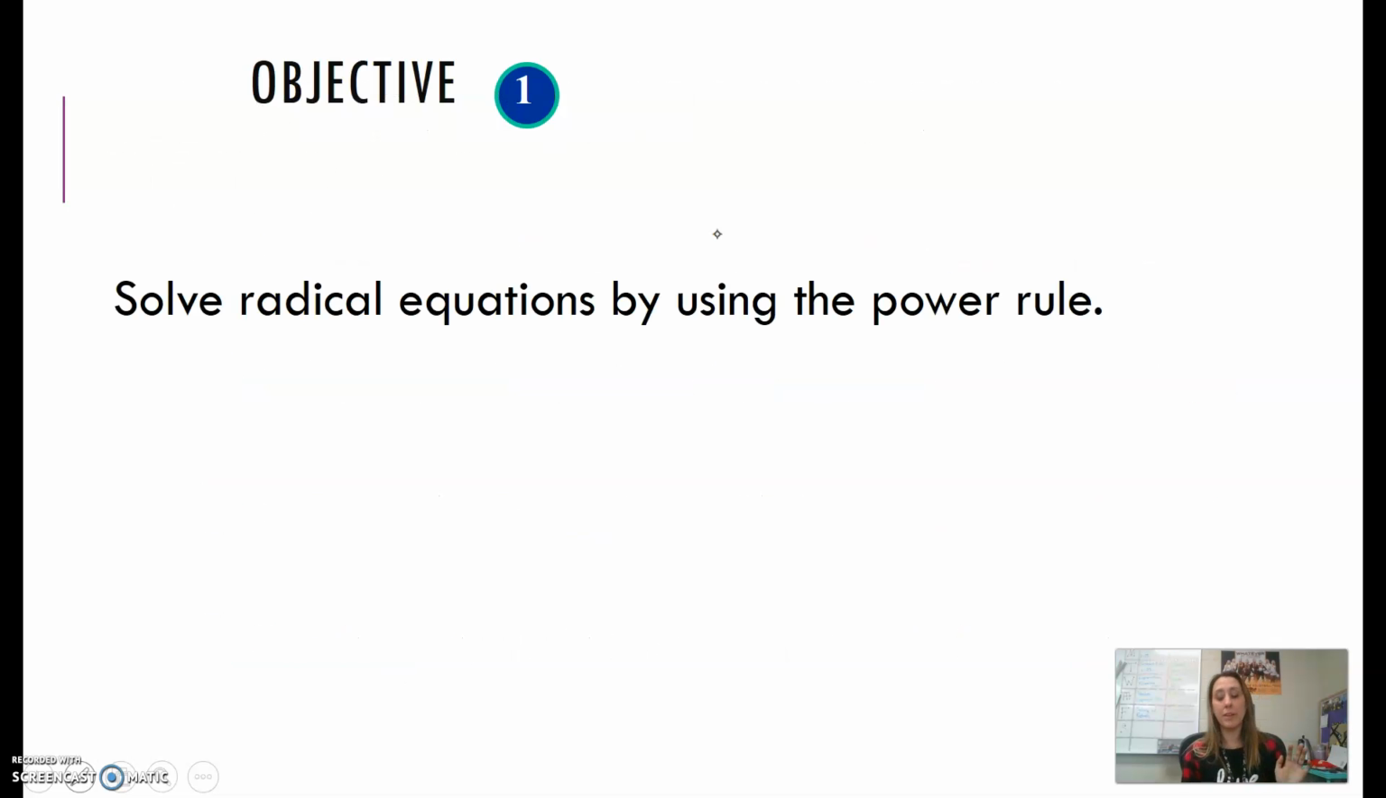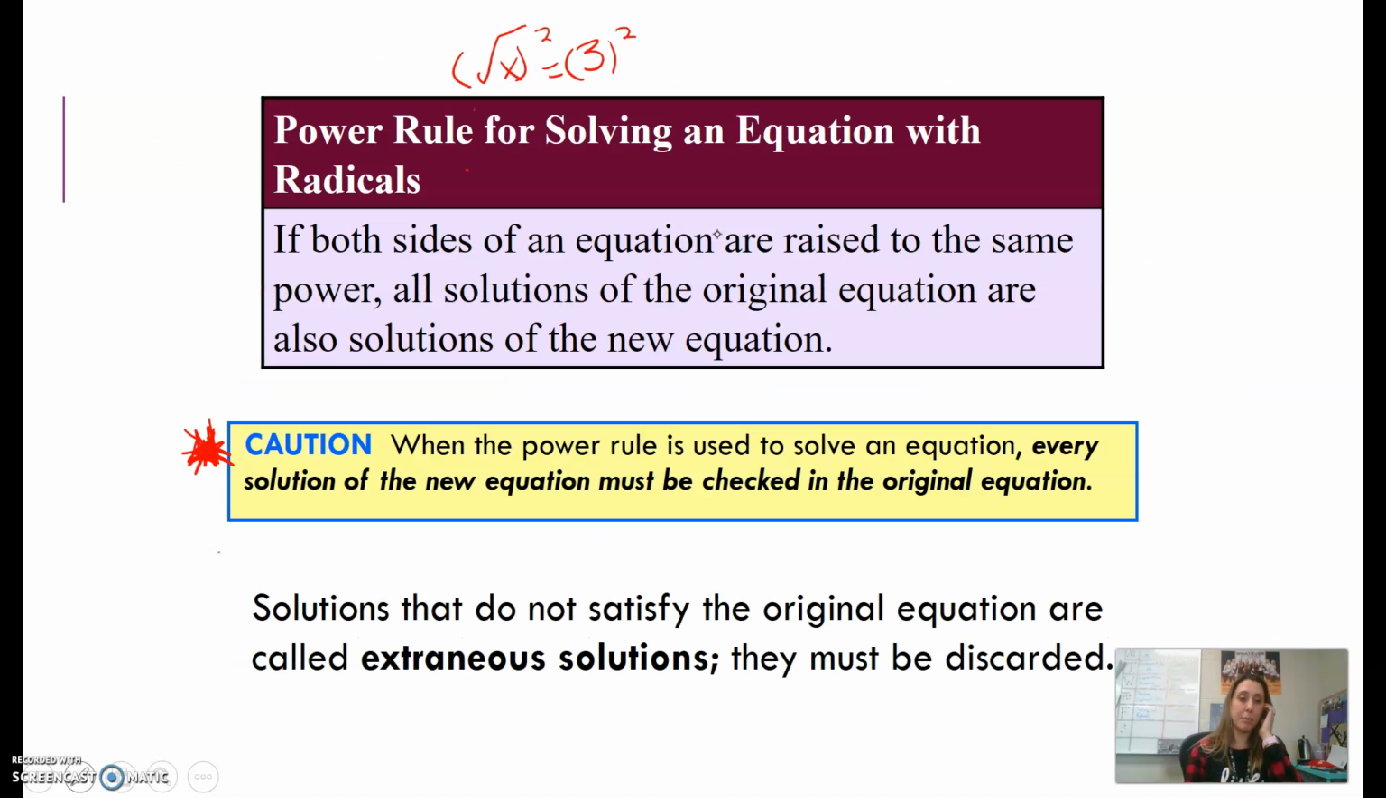We're going to start by doing the power rule. Go ahead and hit pause and get all of this down. The power rule is basically saying that if we have something like the square root of x is equal to 3, and we square both sides, that answer is going to give us the same answer as the original.